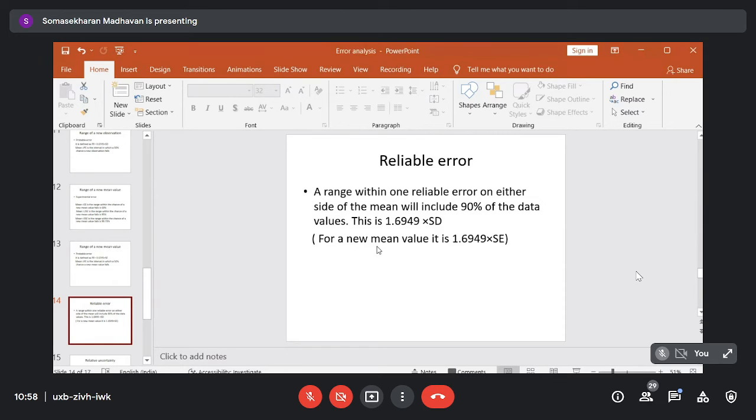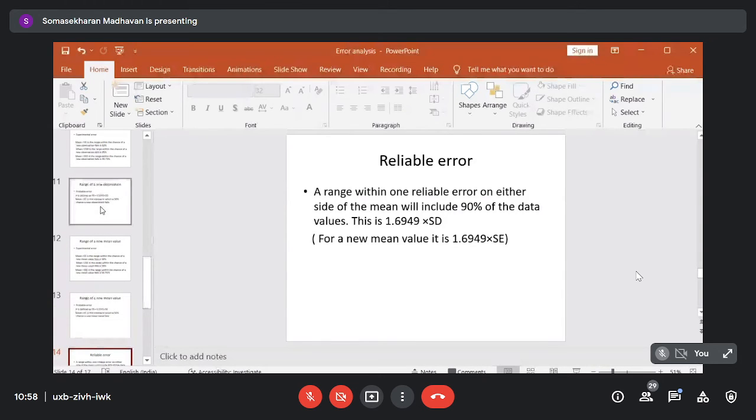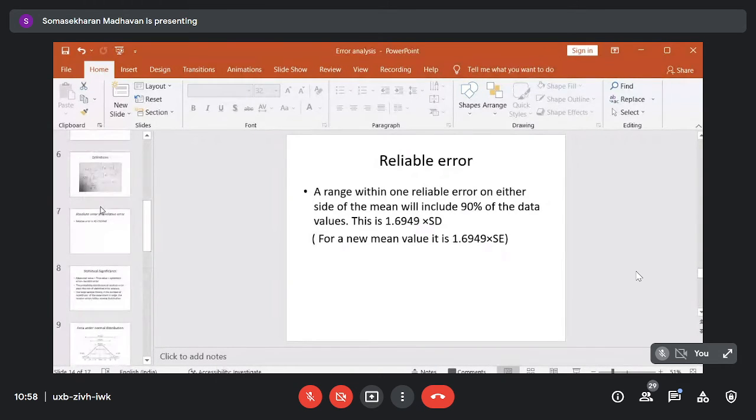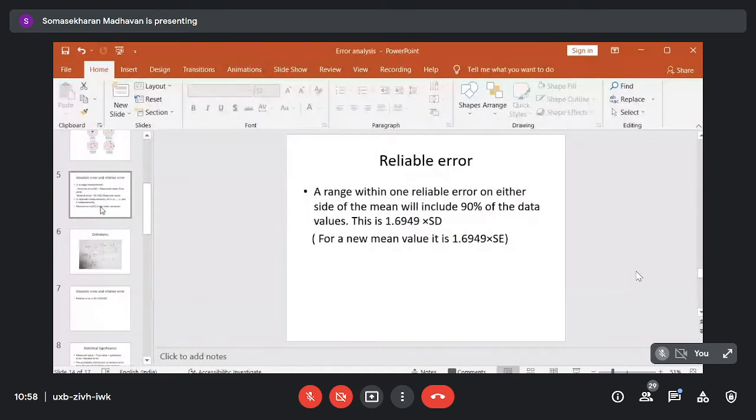And if there is any doubt regarding this, because I explained many error measures, if anybody has any confusion or any question, or shall I explain anything again? Any question?